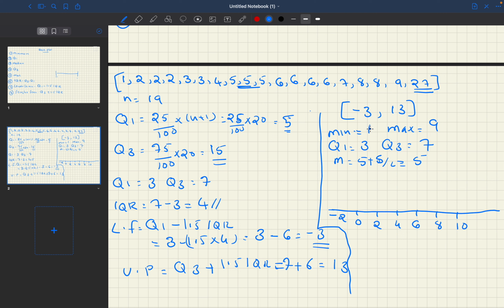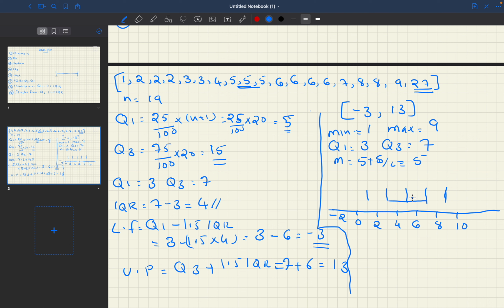What is our minimum value? Minimum value is 1, right? So we can draw a line, so this will be 1. Sorry, Q1 is 3, so it will be 3. Q3 is 7, so when we come here, Q3 will be 7. Then the median is 5, so the median will be coming here as 5. Then the maximum value is 9, so this will be our max value.